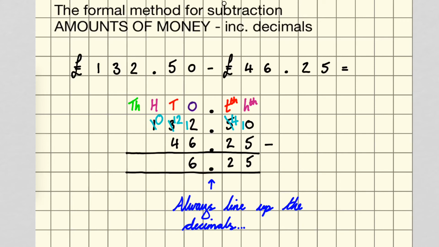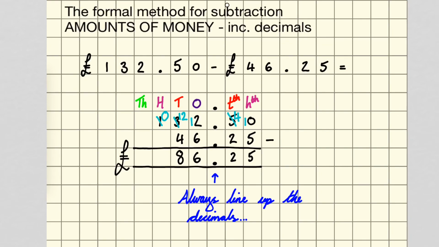As you can see here, I've crossed out my 1, leaving nothing. Very important to remember to do that so we don't get confused. And we've carried that 1 over here, leaving us now 12 in the tens column. So 12 tens, take away 4 tens. And there we have our answer, 86.25. Now, remember, we're looking at amounts of money, so we must also include the pound sign.